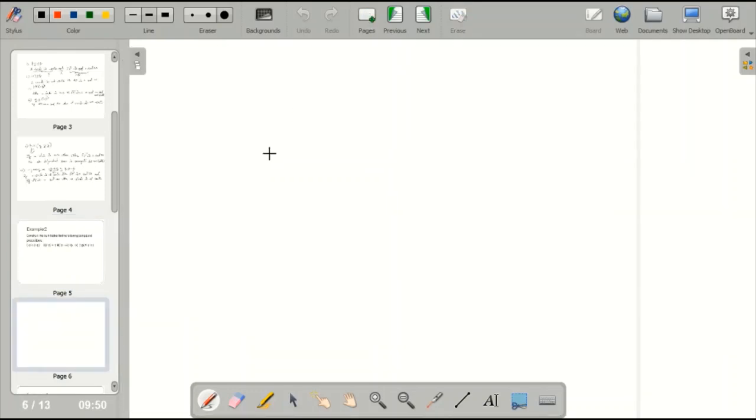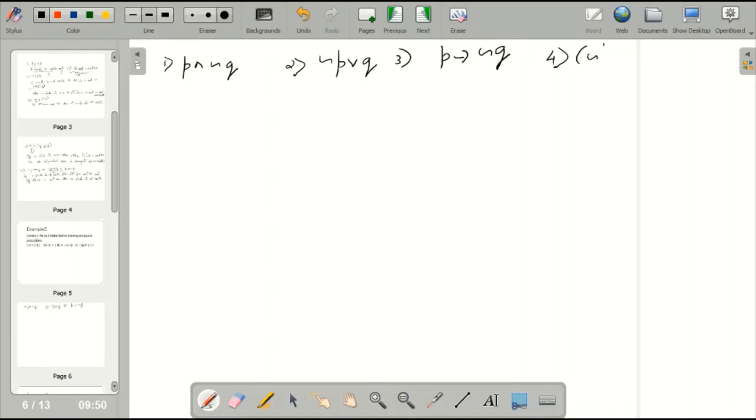Example 2 is nothing but, in that first one, we had P and negation Q. So first let us write it as it is. First question was P and negation Q. Second one was negation P or Q. Third one was P conditional negation Q. Fourth one was negation P exclusive or negation Q. So here let us solve. First we'll write in terms of P and Q.